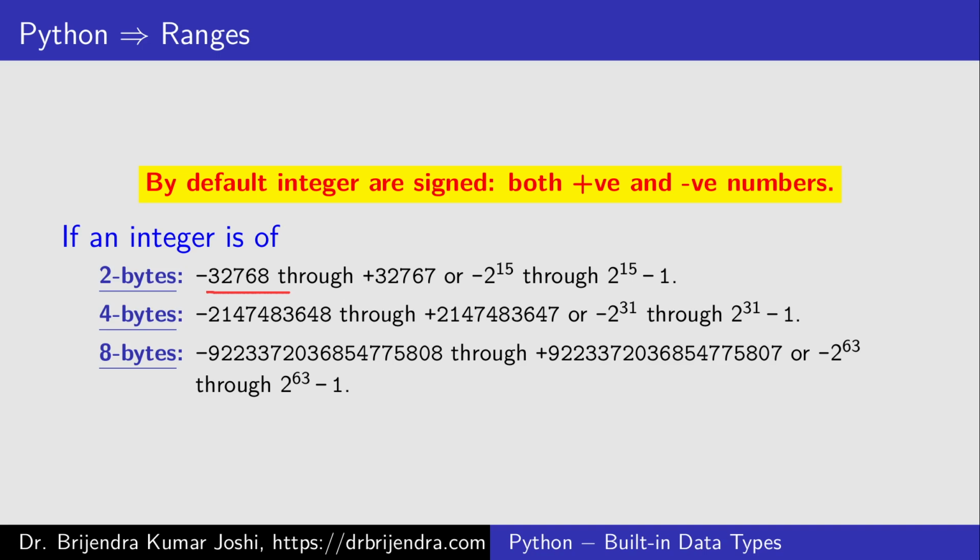If it is of 4 bytes, this is the range, or you can say minus 2 to the power 31 through 2 to the power 31 minus 1. If it is of 8 bytes, it is minus 2 to the power 63 through 2 to the power 63 minus 1.